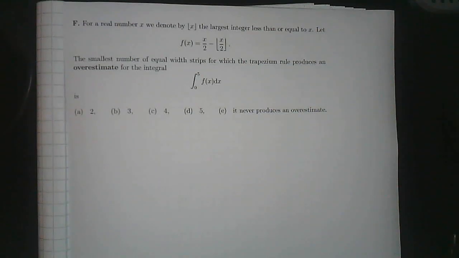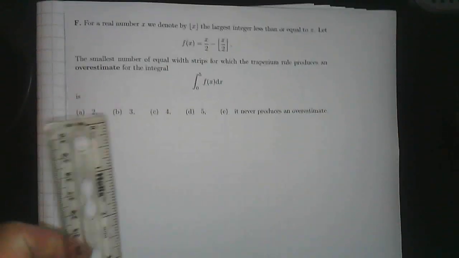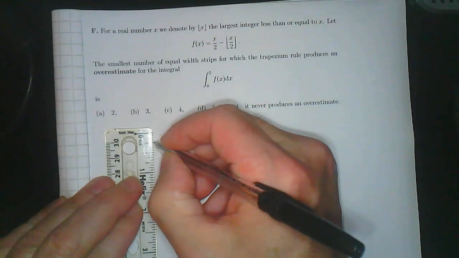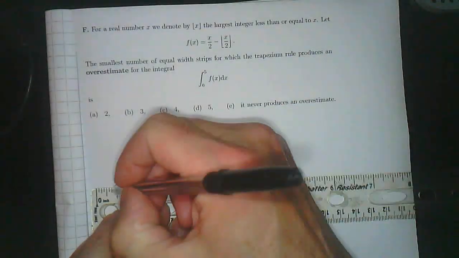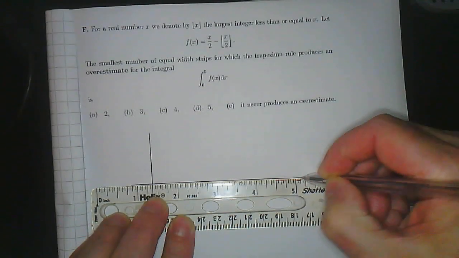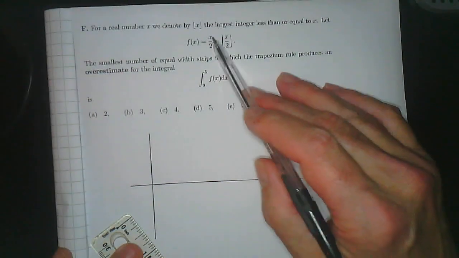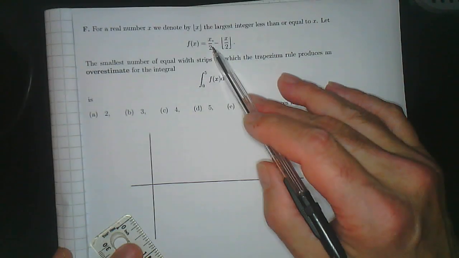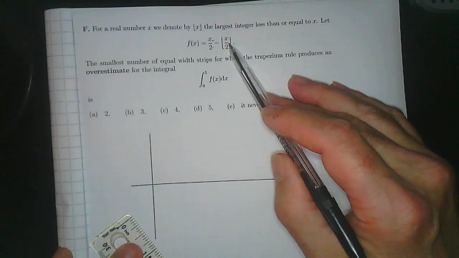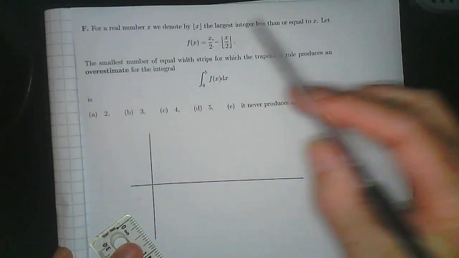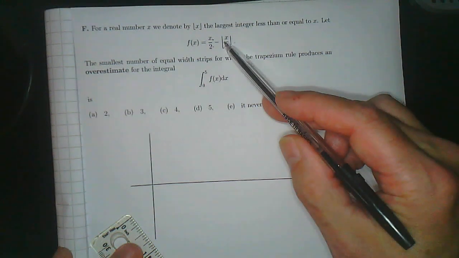So let's look at the integral. It's for that function going from 0 to 5. So I think we can start by drawing the function. Let's think about what happens here. We're going to look to start with between 0 and 2. If we have x is 1, we have a half minus, well, the floor of a half is 0, so it's just a half. So this function here will be x over 2 all the way up to 2.